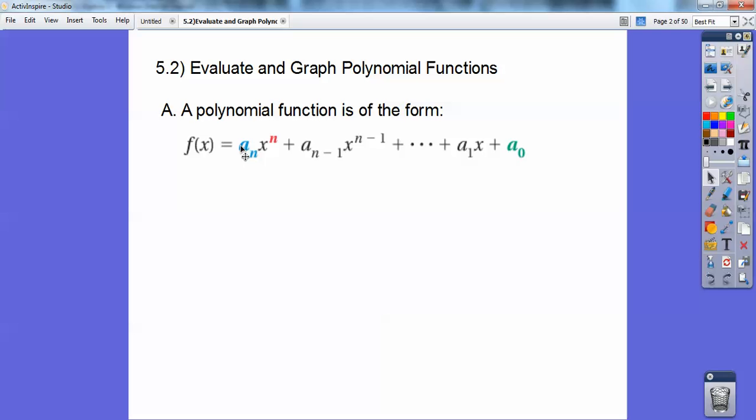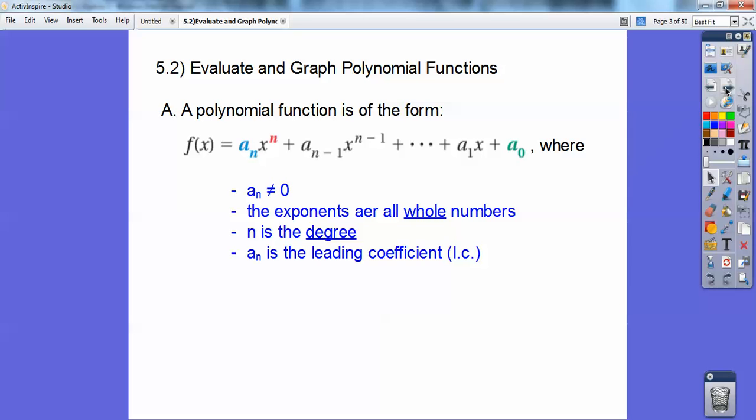Then this a to the n and this a to the n minus 1 are just different terms. They're also numbers. So this first term can't be 0. And the exponents are whole numbers. Whole numbers are 1, 2, 3, 4, 5. Actually, 0 is a whole number also. And n is the degree, so this first one is the degree of the polynomial.